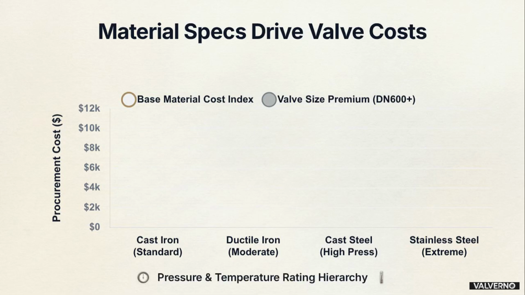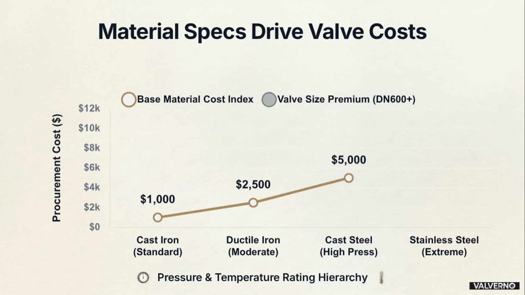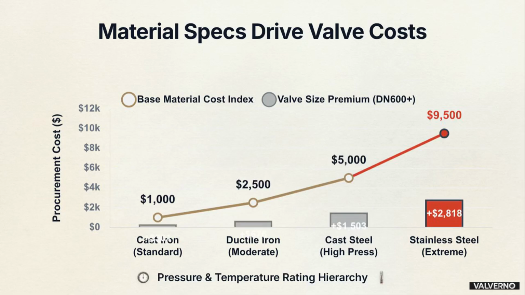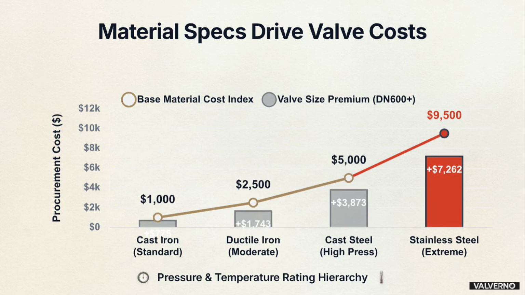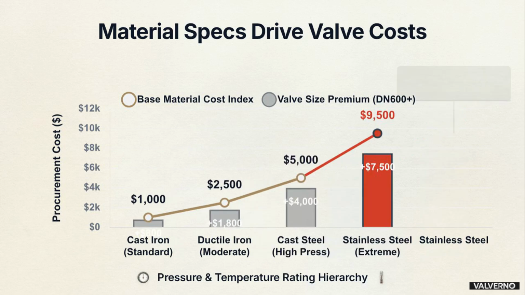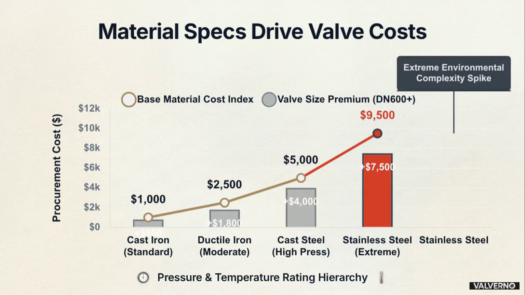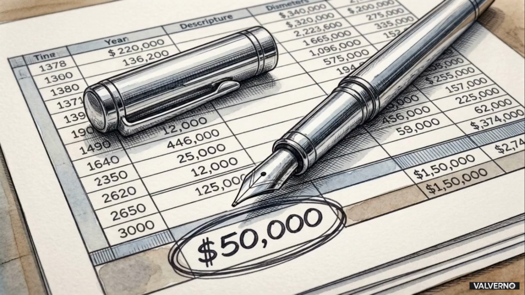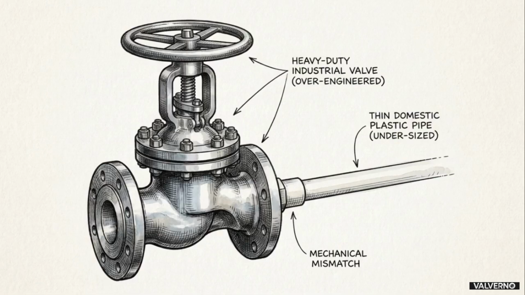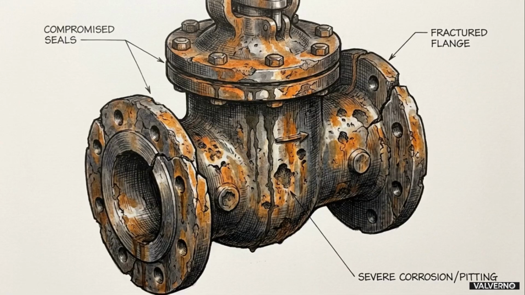This chart shows how material selection acts as your primary cost driver, followed closely by valve size. Moving from cast iron for standard water systems up to stainless steel for extreme conditions, the manufacturing complexity and the price both significantly increase. Precision in selecting these materials protects your budget. Specifying a higher grade than necessary wastes capital, while underspeccing your material invites premature corrosion.